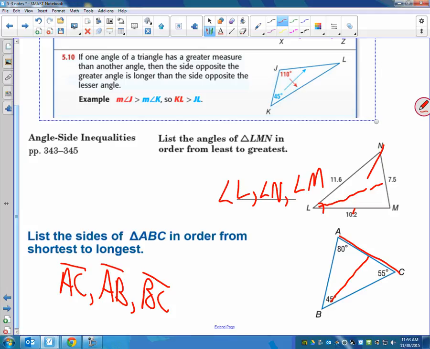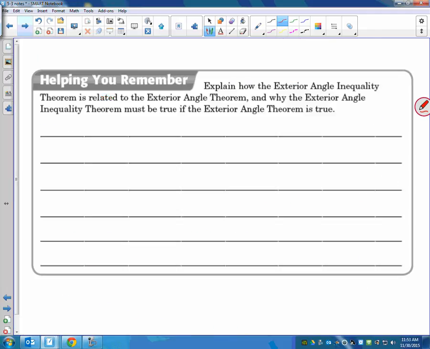Alright, so what's the last thing here? Helping you remember, actually. It says, explain how the exterior angle inequality is related to the exterior angle theorem, and why the exterior angle inequality theorem must be true. Oh, we already said this. The exterior angle inequality is the new thing that we said.